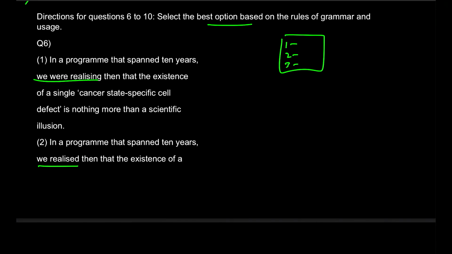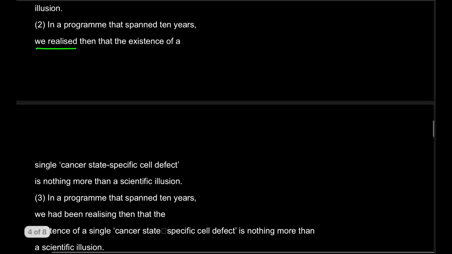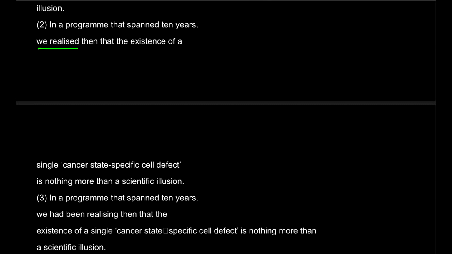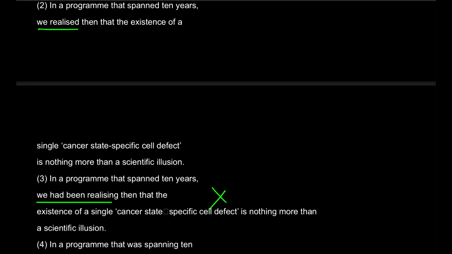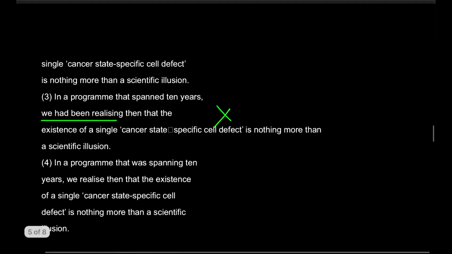In a program that spanned 10 years, we were realizing then that the existence of a single thing. Do you think that we were realizing makes sense? Of course not. So option 1 is out because of the words we were realizing. So we realized makes sense, right? Now let's compare the second sentence with the third sentence. In a program that spanned 10 years, we had been realizing, okay, again, this one looks funny. We had been realizing is also wrong. We realized then that the existence of, will this make sense? Or let's check 2 and 4.